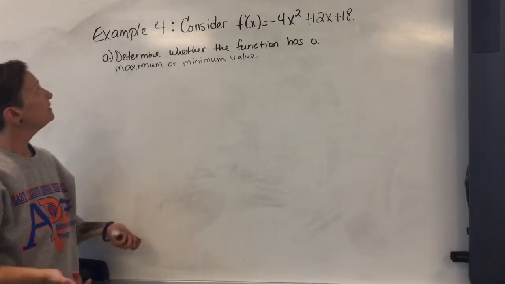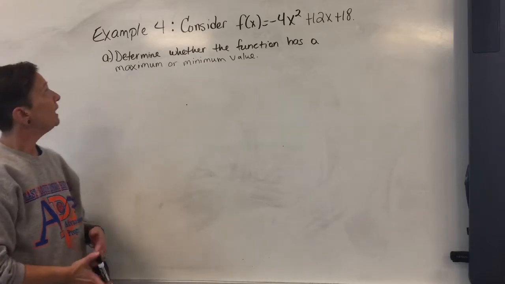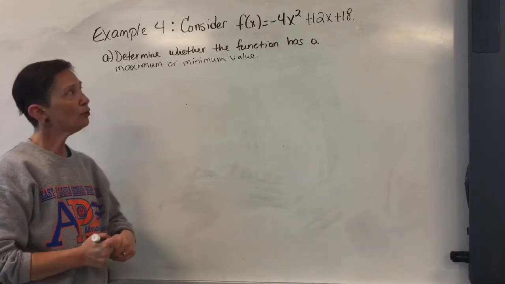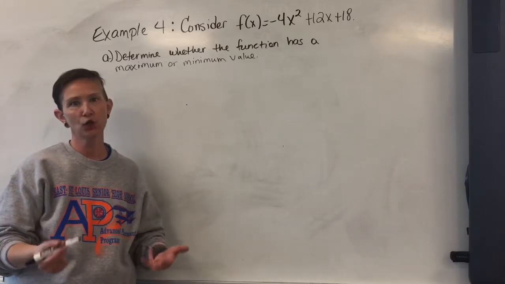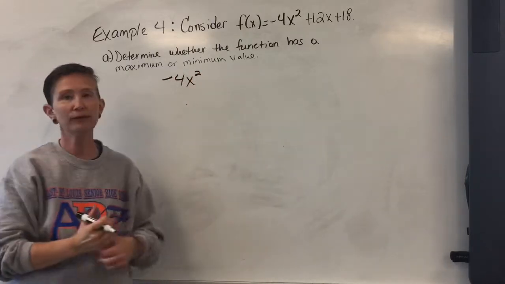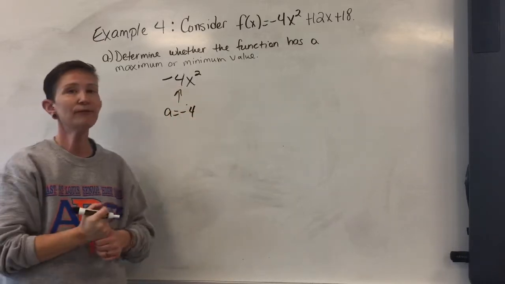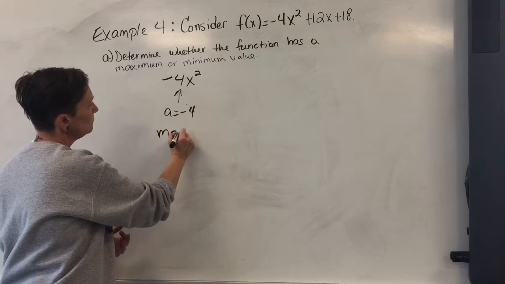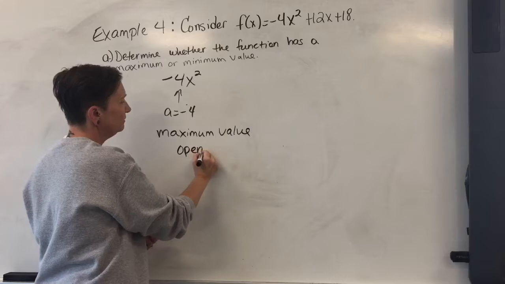Example number 4. Consider f of x equals negative 4x squared plus 12x plus 8. First, we want to determine whether the function has a maximum or minimum value. So in order to determine that, I need to know what the coefficient on my quadratic term is. So my quadratic term would be my first term of negative 4x squared. So because my coefficient is a negative 4, that means that I have a maximum value and my parabola will open down.